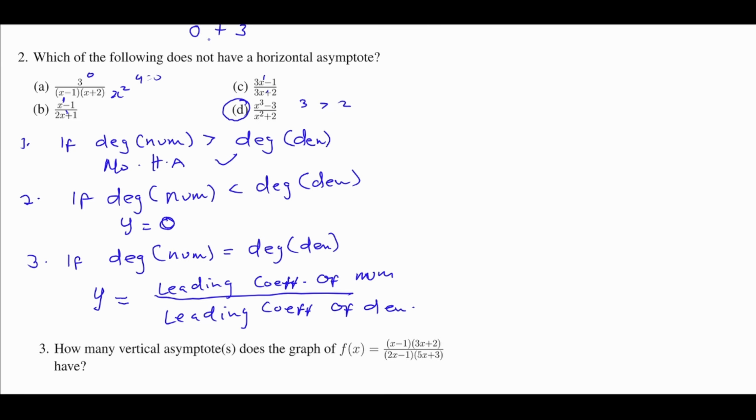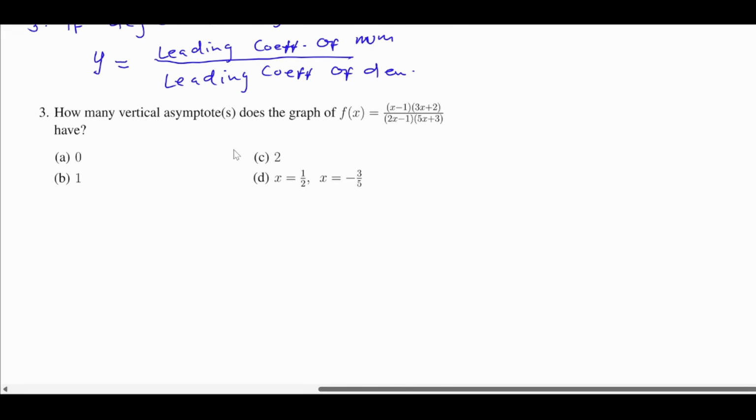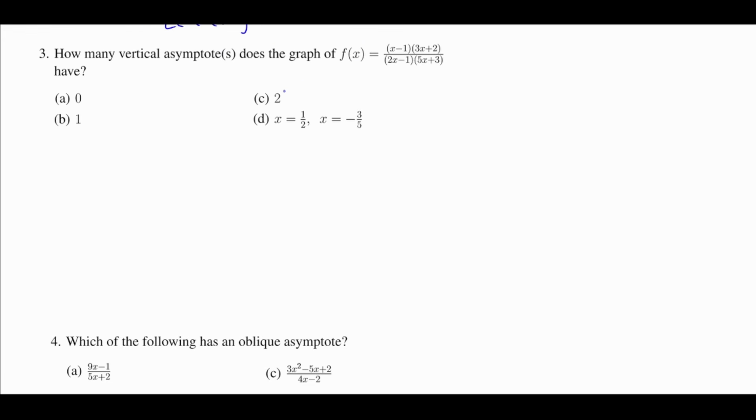So that is the question 2. All right, question 3 says find how many vertical asymptotes does the graph have.